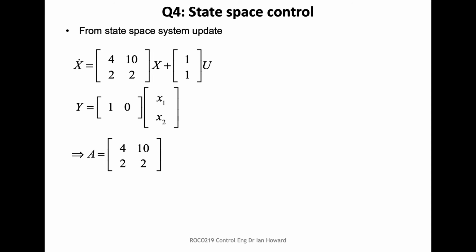So first of all, let's start off by looking at this, which is quite a simple part. Let's look at the system. We've got x dot equals Ax plus Bu, y equals Cx. So A is obviously going to be this matrix up here, B is this vector here, and C is this vector here.